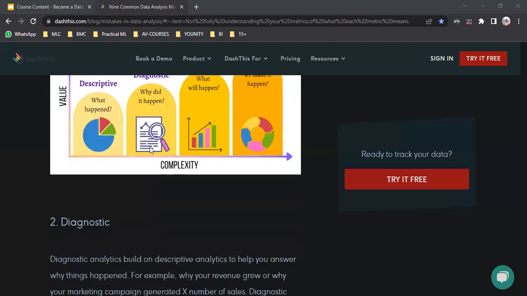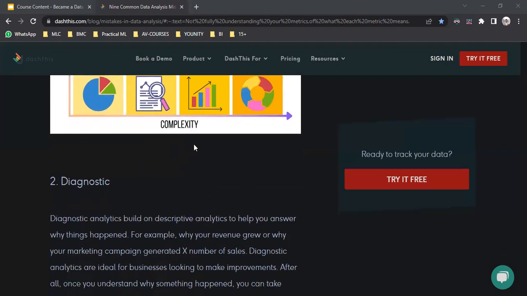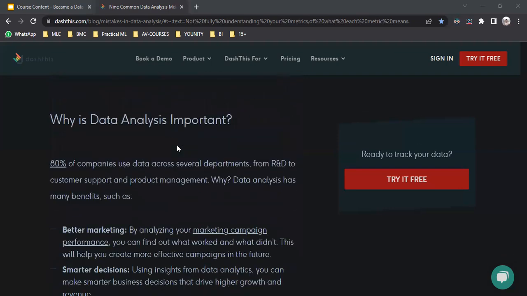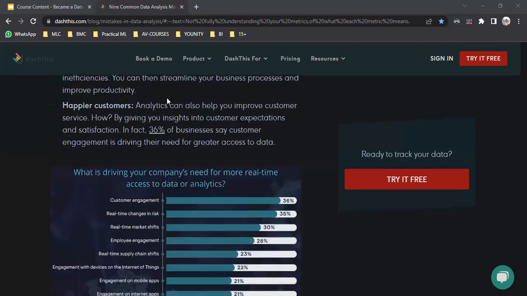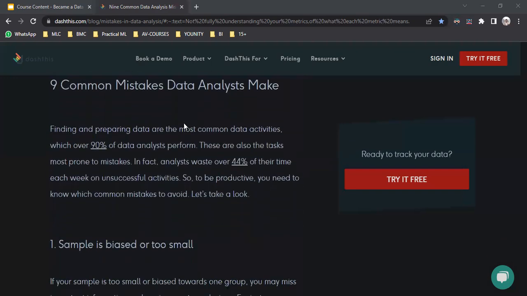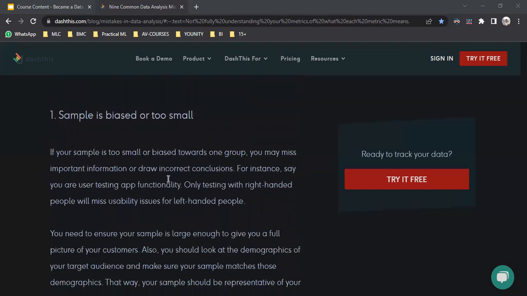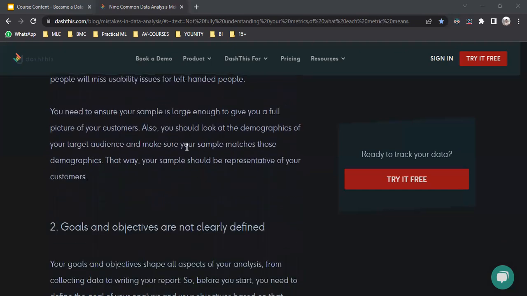Few people also make mistakes with diagnostic and prescriptive analysis in the data. So I'm on the page of dashthis.com, where they explain the common mistakes people make nowadays. First is a sample that is biased or too small. If you have a raw data set with very few observations, the insights you get may not hold up and may not satisfy your end user.